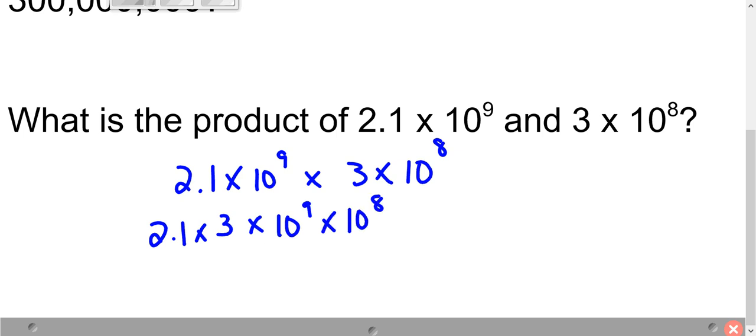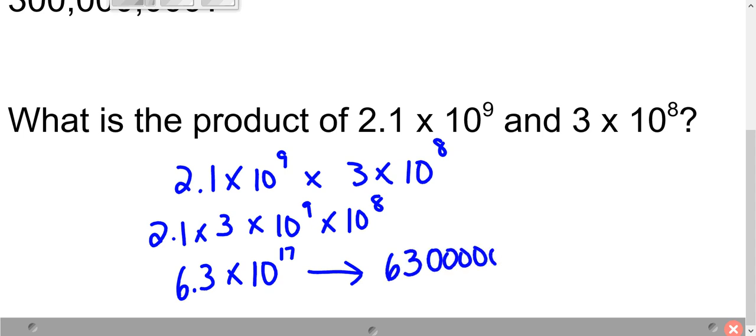Why does that help me? Because 2.1 times 3 is 6.3, and 10 to the 9th times 10 to the 8th, keep the base, add the exponents, is 10 to the 17th power. So if I wanted to multiply those two very large numbers above, it would be 63 followed by 16 zeros. So hopefully you didn't do all that by hand.